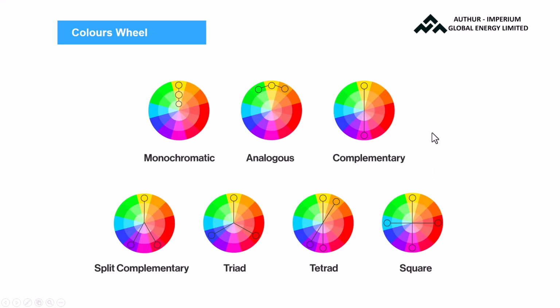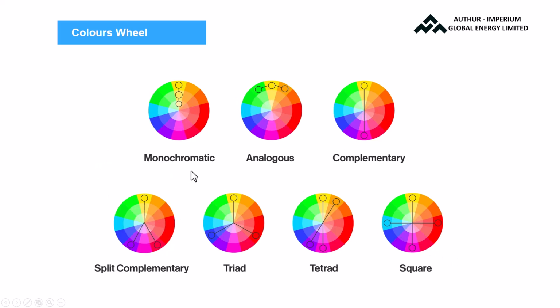Then another very important thing you need to understand is color wheels. So color wheel is basically a way you select colors that match. Okay, so if you want to select colors or you want to know if colors will match, color wheel is a tool that allows you to do that. So there are different configurations of a color wheel.